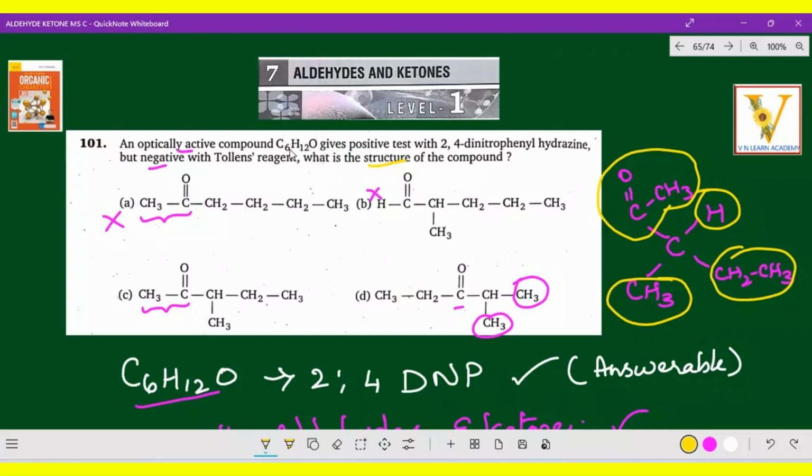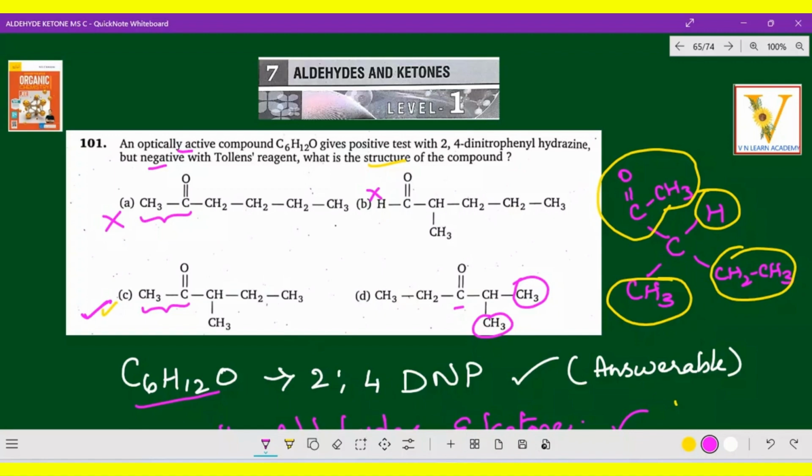Even you can check it: carbon 6, 1 2 3 4 5 6, H12. How many hydrogens are there? 3 plus 2 is 5, plus 3 is 8, 9, plus 3 is 12, and oxygen only 1. I hope you got that idea. Now which is the exact answer? Option C is the correct option. I hope you got the clarity about this question. In this question, the correct option is option C.